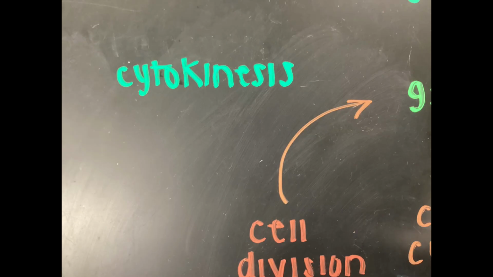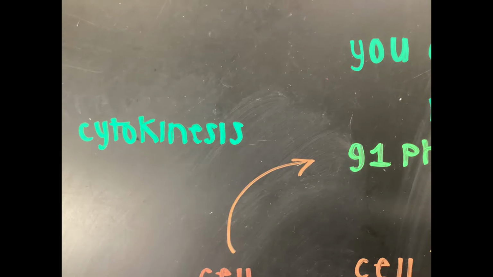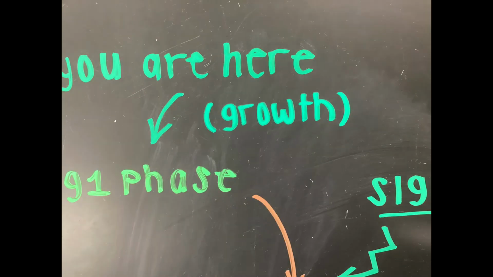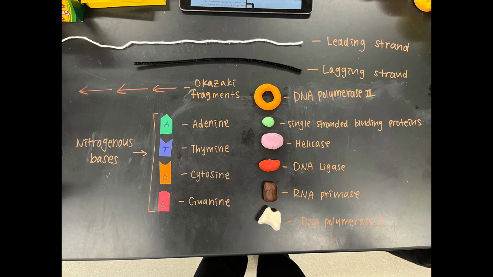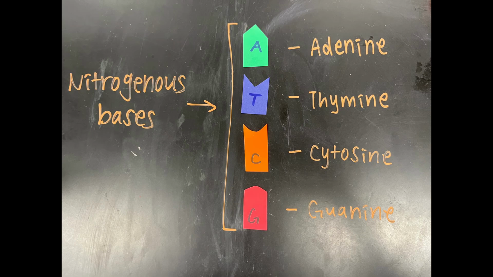The cell that is divided into 2 cells in the M phase will again enter the G1 phase and repeat the cycle. Above are the bases, enzymes, and other elements of DNA replication.